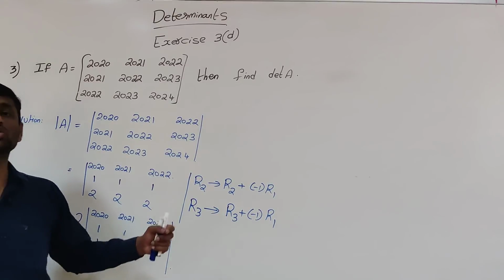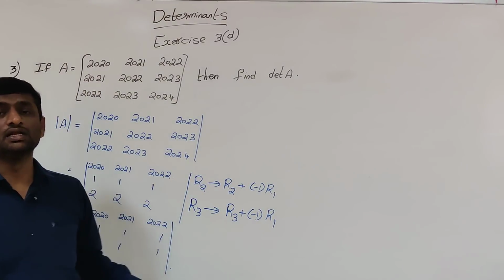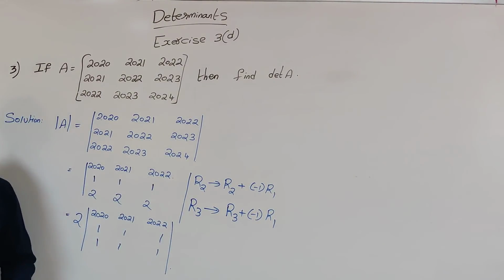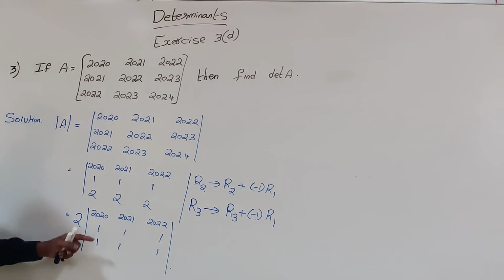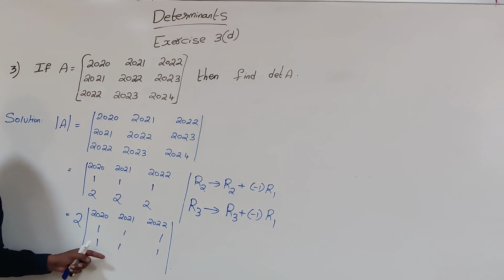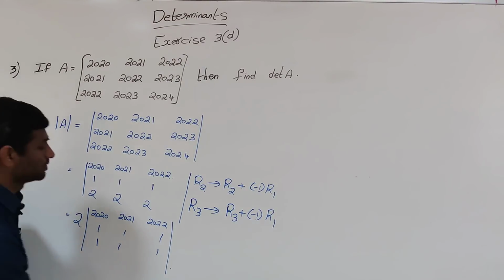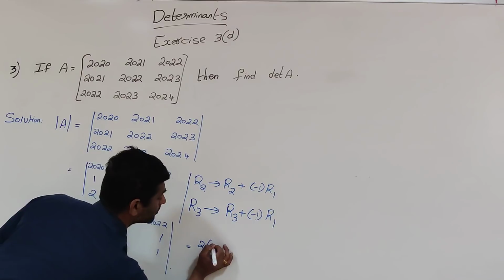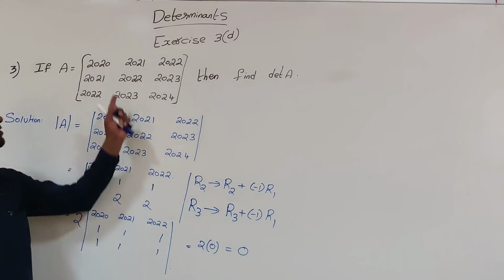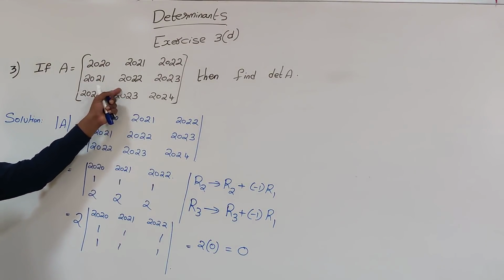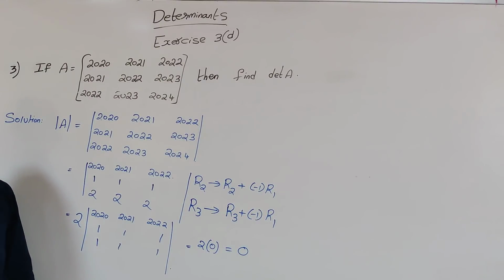Again there is a property: if any two rows or two columns are identical, then the determinant of the matrix will be 0. Here row 2 elements and row 3 elements are identical, so the determinant of this matrix will be 0. So 2 into 0 is 0. So the determinant of this 3 by 3 matrix will be 0. Next question.